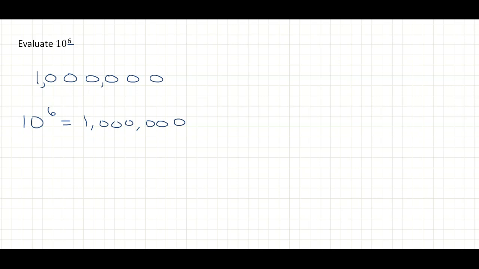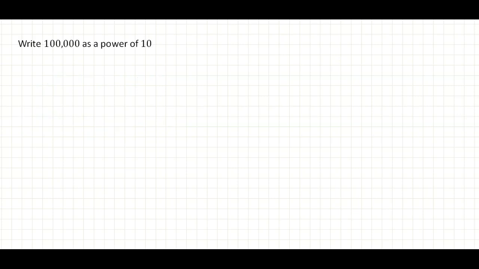Okay, let's look at another example. Now it says write 100,000 as a power of 10. So remember that this is the reverse. Initially we say you write a 1 and then you take note of the number of zeros and write that many zeros. Now if we're going to go in reverse, I'm going to start with 10 and then I'm going to count the zeros. 1, 2, 3, 4, 5. That is going to be my power right there.